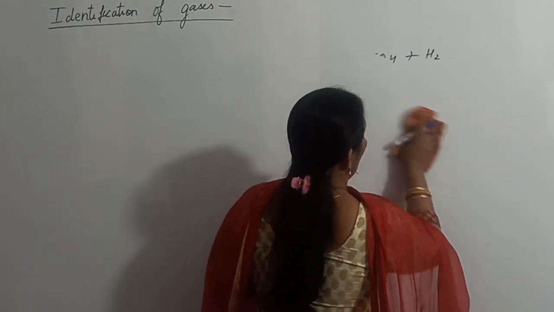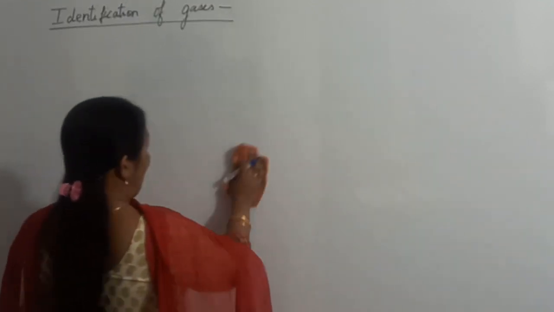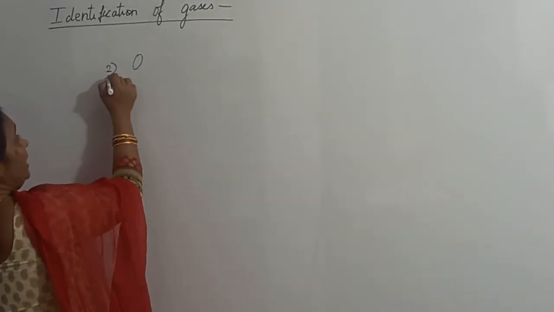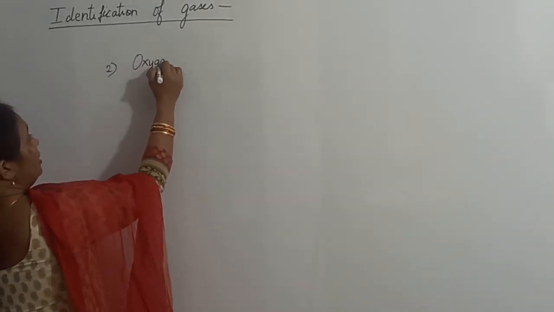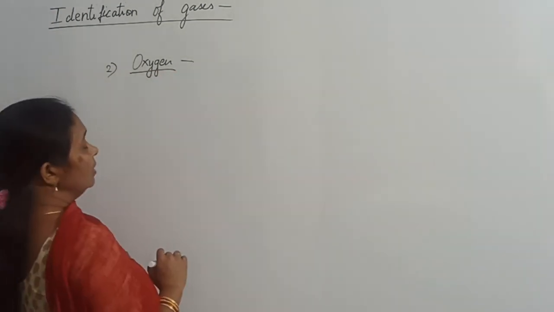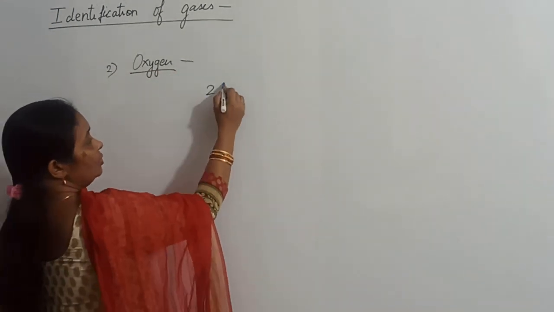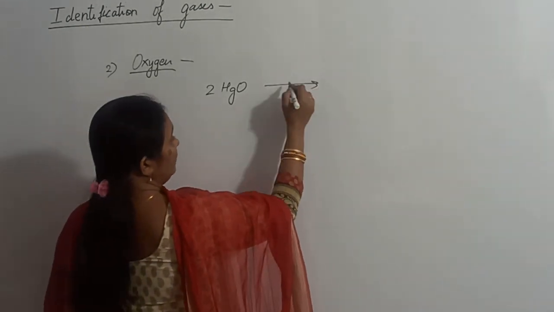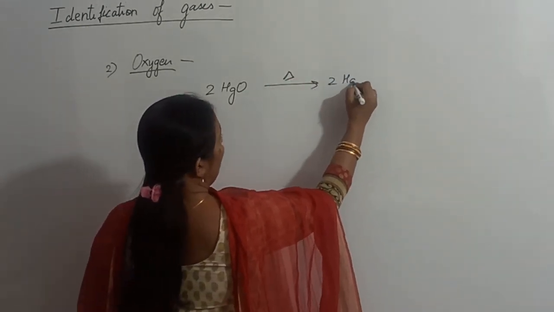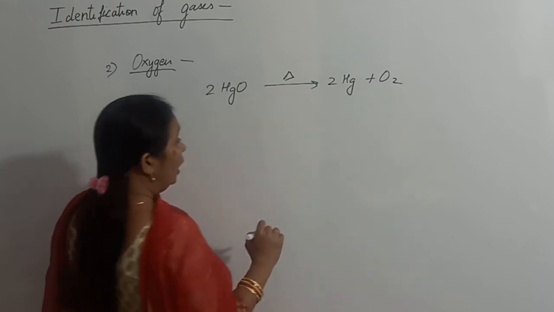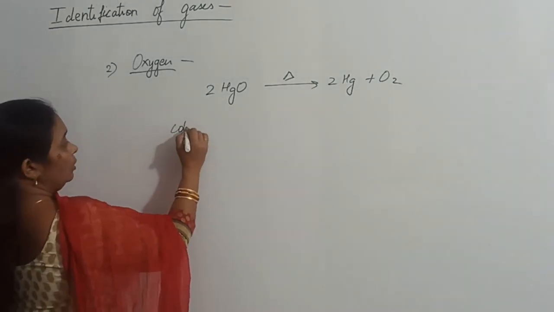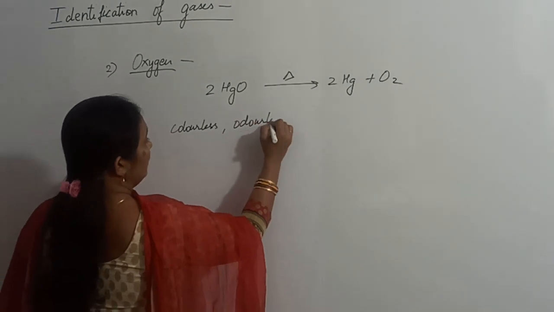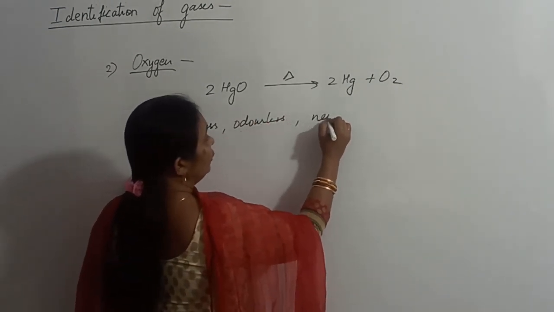Oxygen is also a colorless, odorless gas which is neutral. So the second gas is oxygen. Let us see a reaction in which oxygen is produced. If you heat mercuric oxide, it will give mercury and oxygen gas. Oxygen is also a colorless, odorless gas which is neutral in nature.